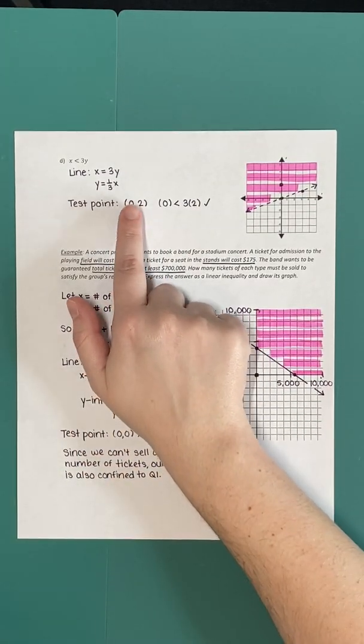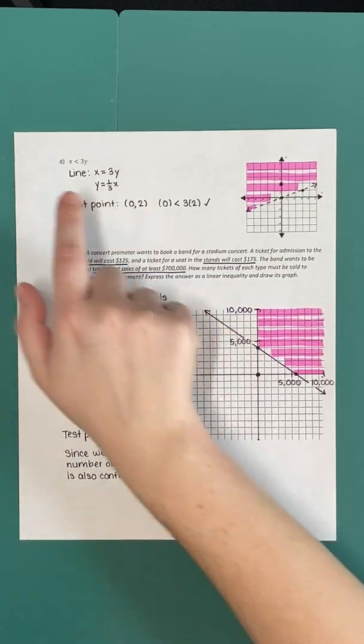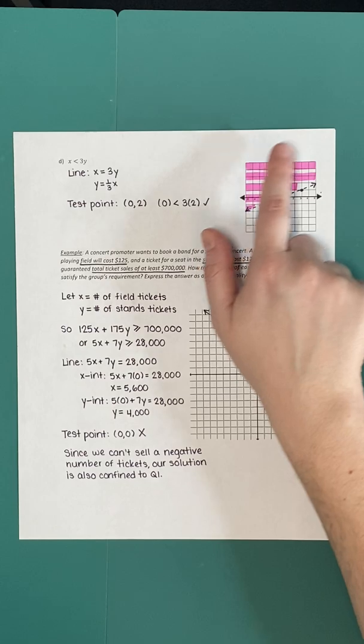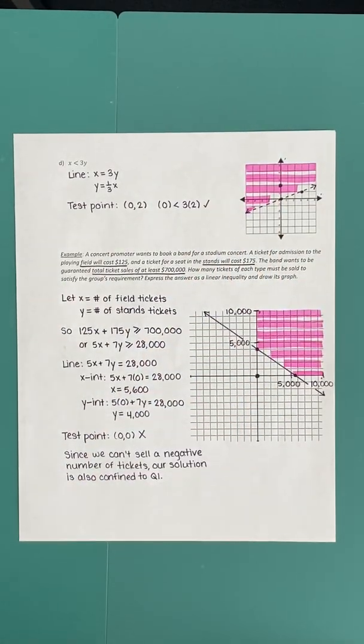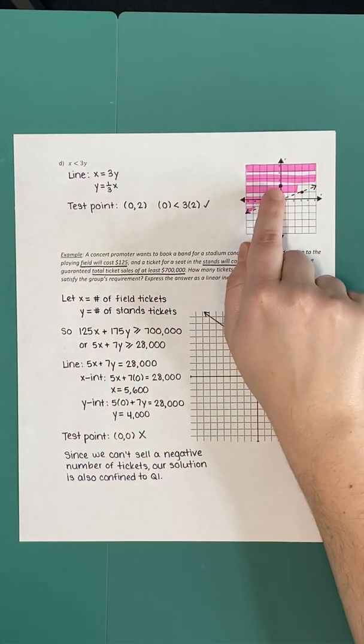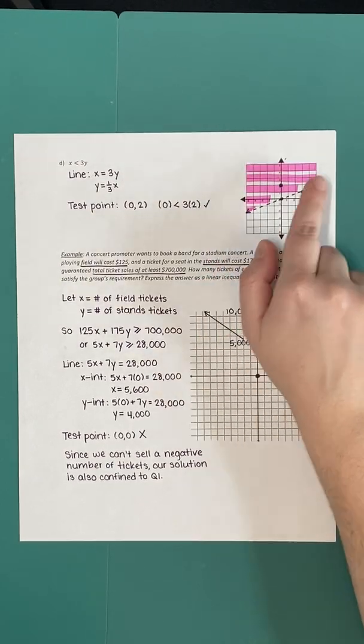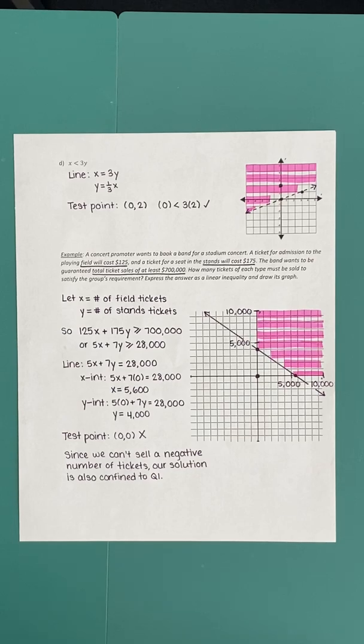So that tells me 0, 2 is one solution to my inequality. It's part of the whole solution. So I'm going to shade the half plane that contains that particular test point. In this case, the test point was above my boundary line. So I'm going to shade the half plane that's above my boundary line.